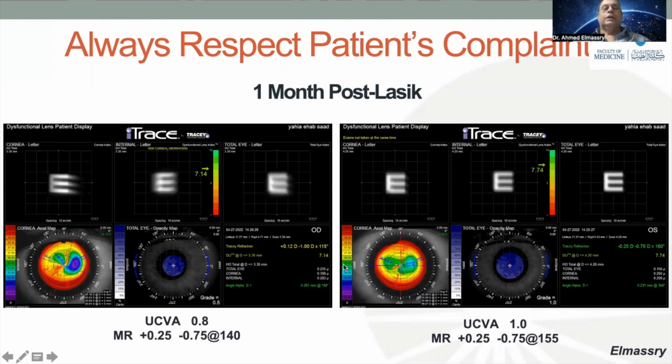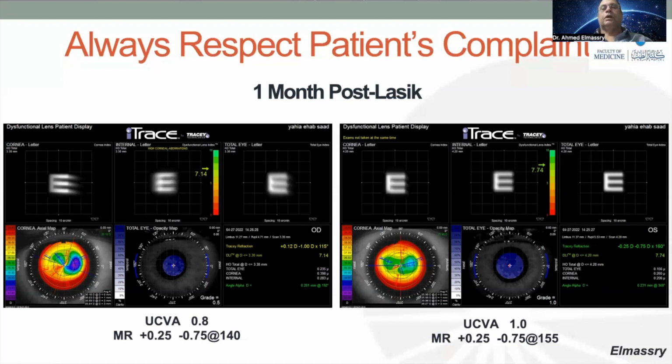And of course, when he goes to any other doctor, they say your refraction is okay, there is nothing to complain about. But the Tracey shows there is a difference between what the patient is seeing with the left eye, definitely better than the right eye. And the problem here is in the corneal astigmatism or the corneal wavefront. So here the student put his fingers on the ears and said, yes, this is what I'm seeing and this is what I'm complaining about.